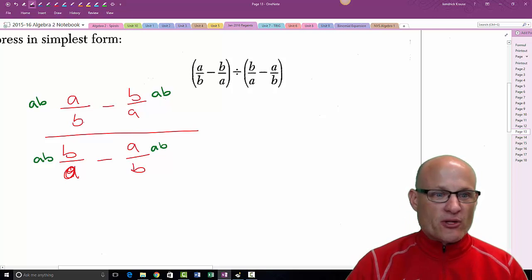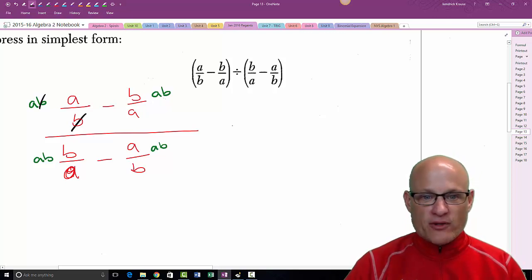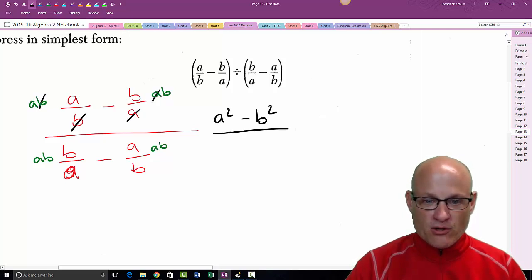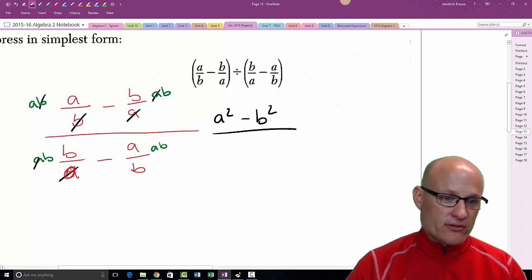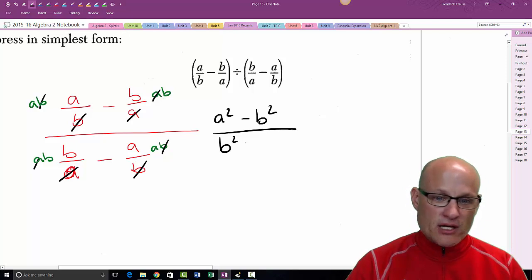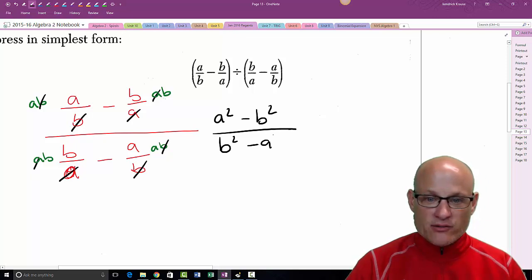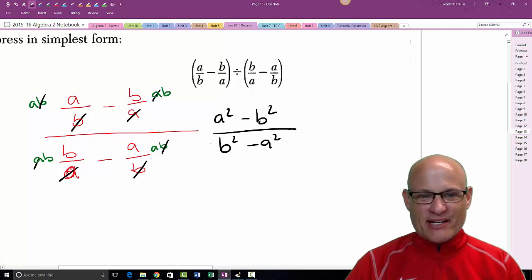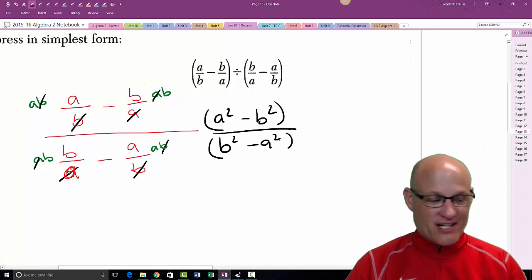All right, so in this first one, the B's are going to cancel. I'm left with A squared minus. The A's are going to cancel. I'm left with B squared all over. The A's are going to cancel. I'm left with B squared. The B's are going to cancel. I'm left with A squared. Well, those are exactly the same thing, but they're backwards. So this is the negative 1 rule in its finest.